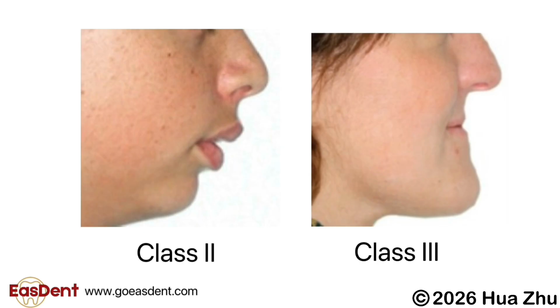Class 2 patients' mandibles are smaller. You can also reduce a couple of millimeters. Class 3 patients' jaws are bigger. You can add several millimeters.